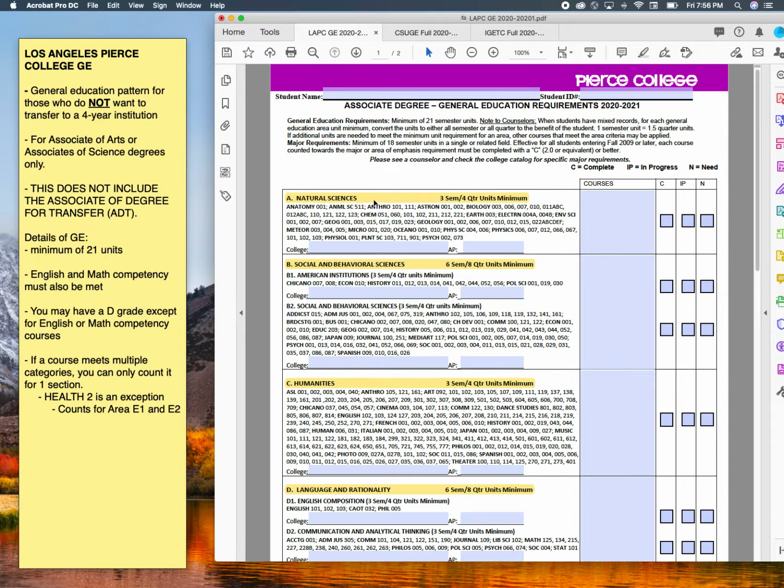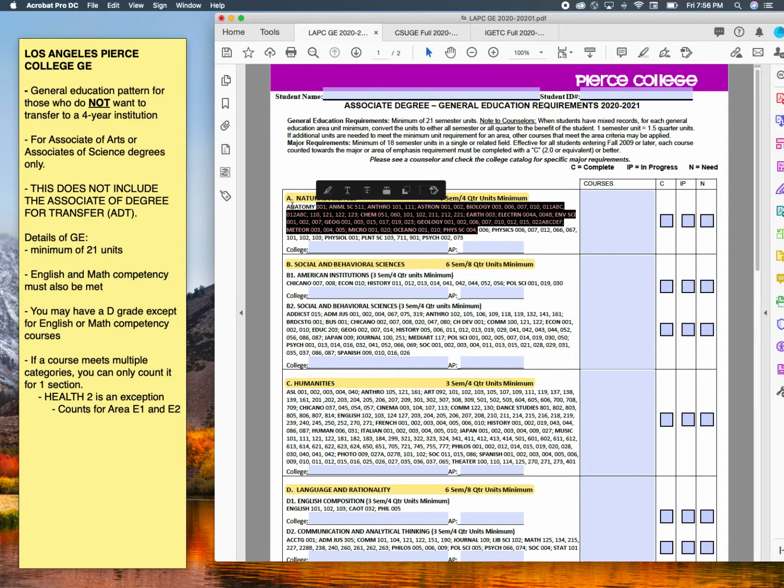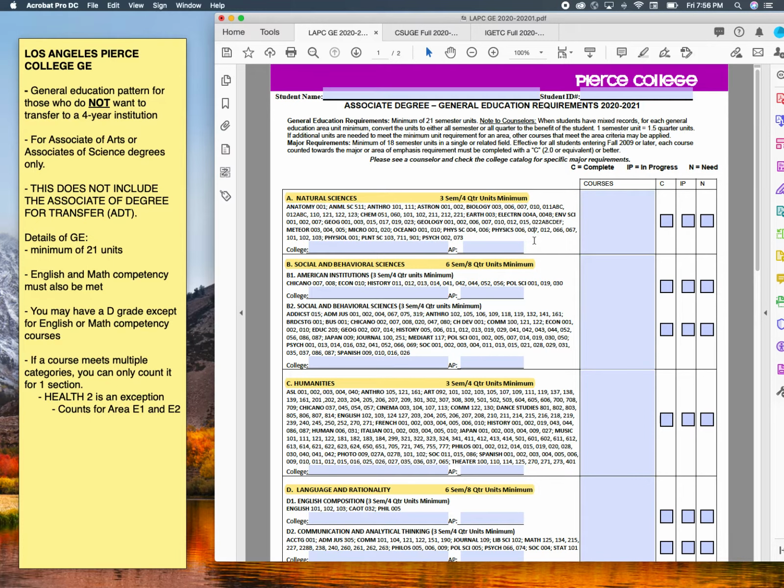So for the natural sciences, you have to take one class out of this whole entire section right here. You get to pick whichever one you want, okay? You get to pick one class or 2, whatever you want, but it has to meet a total of 3 semester units, okay? A total of 3 semester units. So 1 or 2 classes, whatever course it is, and it has to be at least 3 units, okay?